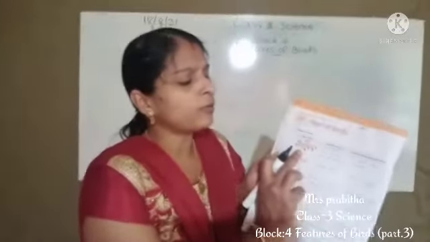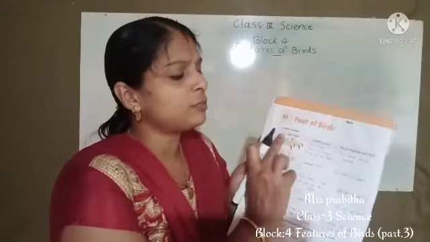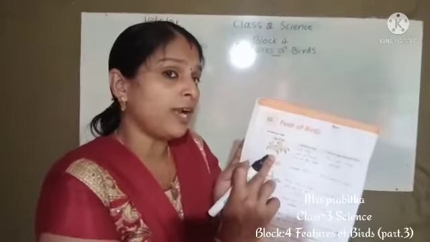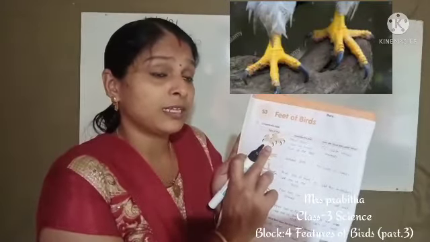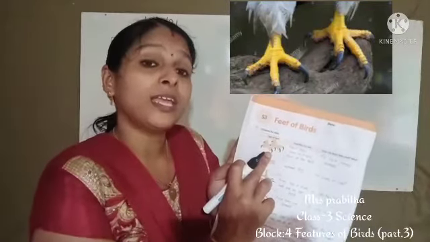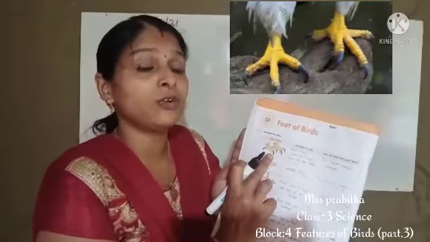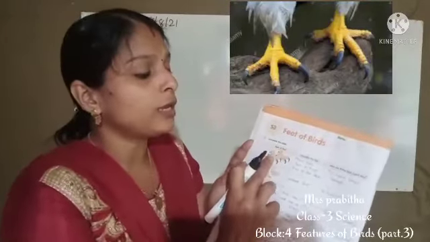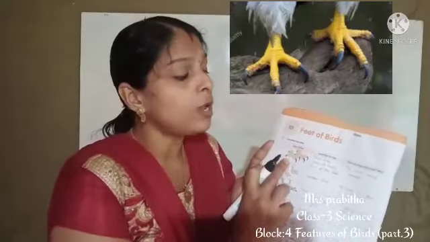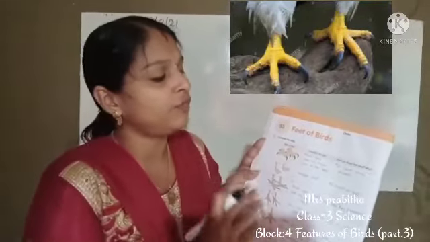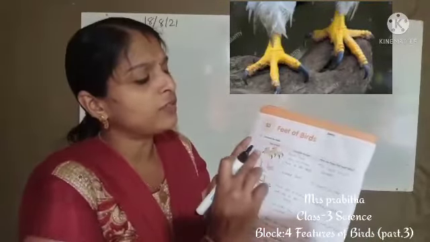When we look at the picture, can you understand which bird has this kind of feet, children? Yes, it is the feet of an eagle. Eagles or vultures have this kind of feet. How is the foot of this bird?